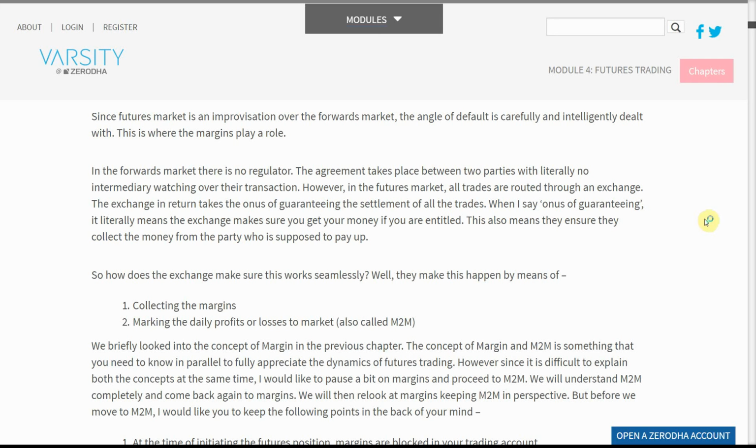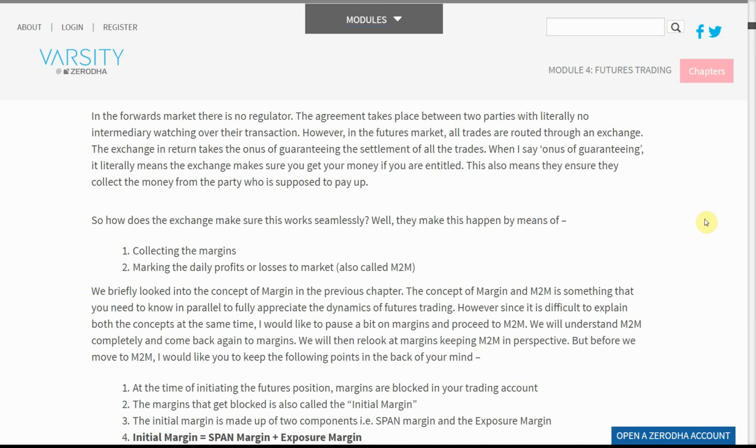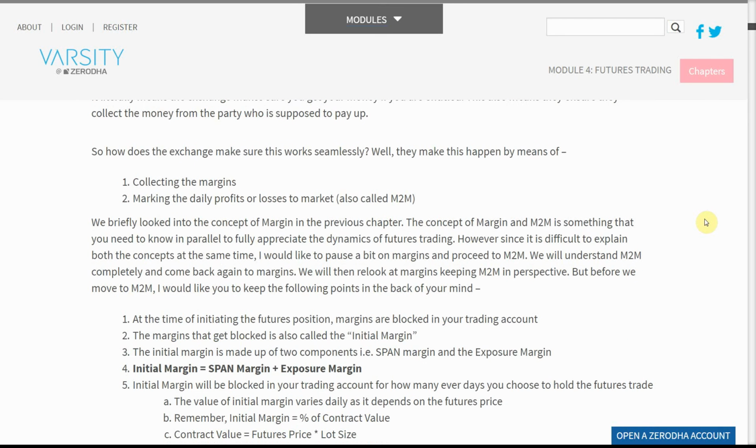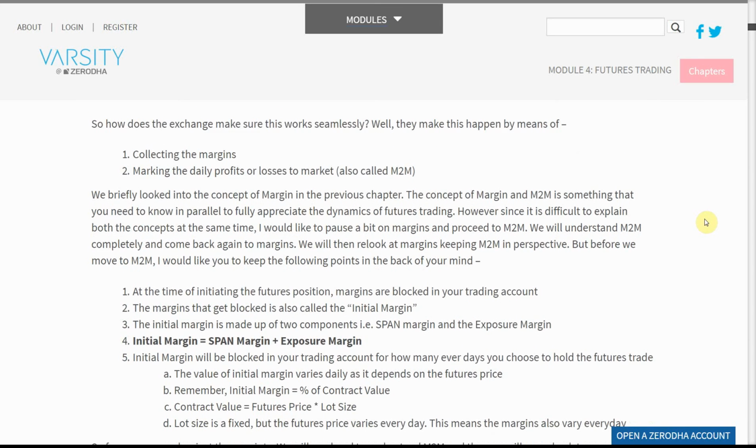Well, they make this happen by means of collecting the margins, marking the daily profits or losses to market, also called M2M. We briefly looked into the concept of margin in the previous chapter. The concept of margin and M2M is something that you need to know in parallel to fully appreciate the dynamics of futures trading. However, since it is difficult to explain both the concepts at the same time, I would like to pause a bit on margins and proceed to M2M. We will understand M2M completely and come back again to margins. We will then relook at margins, keeping M2M in perspective.